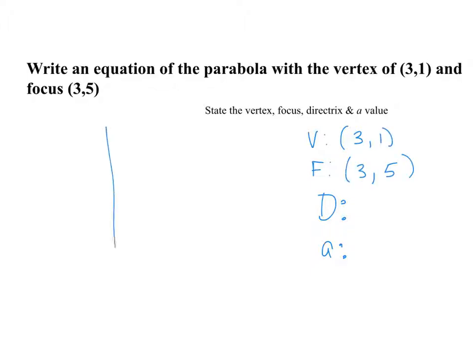So I'm going to make a sketch for myself over here of what I have already. I know my vertex is at 1, 2, 3, 1. So I'm going to label that V. And my focus is at 3, 1, 2, 3, 4, 5 over here. That's my focus. This tells me that my parabola is opening upward because we hug our focus.